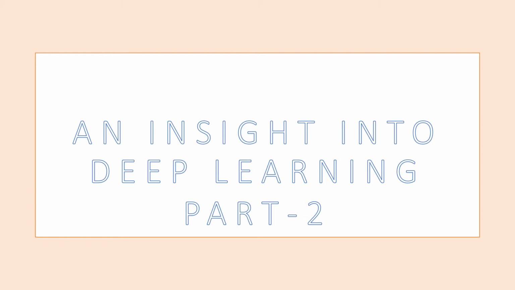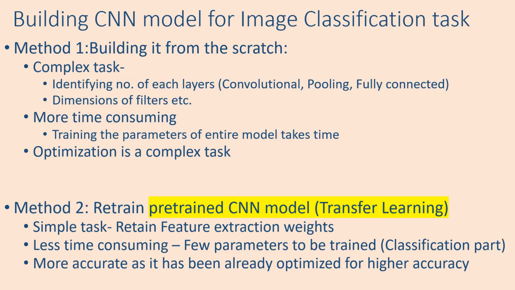In this video, we will be discussing how to construct a CNN model for a given image classification task. Let us say you have an image classification task which classifies images into two classes, cat versus dog. In that case, you need a CNN model. So there are two ways to construct it.